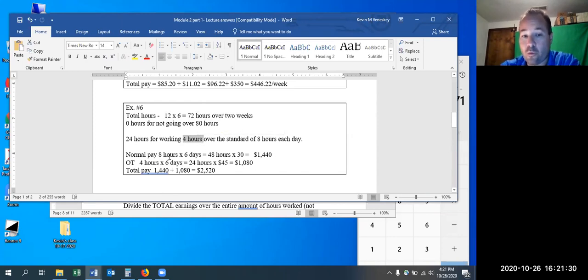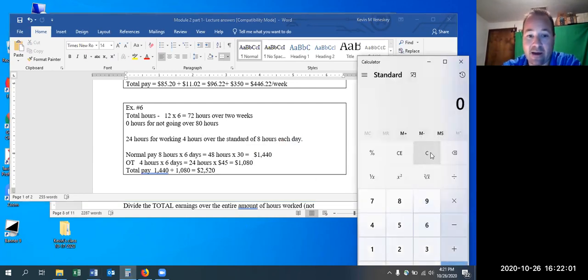So they would get their normal pay, 8 hours at 6 days, so that's 48 hours over the 2 weeks at $30. Then you're going to see their overtime is going to be quite hefty. 4 hours at 6 days, so that's 24 hours. We already calculated that. At time and a half, so that's an extra 1,080. So this individual would get paid not only the 1,440, but the entire overtime of 1,080.